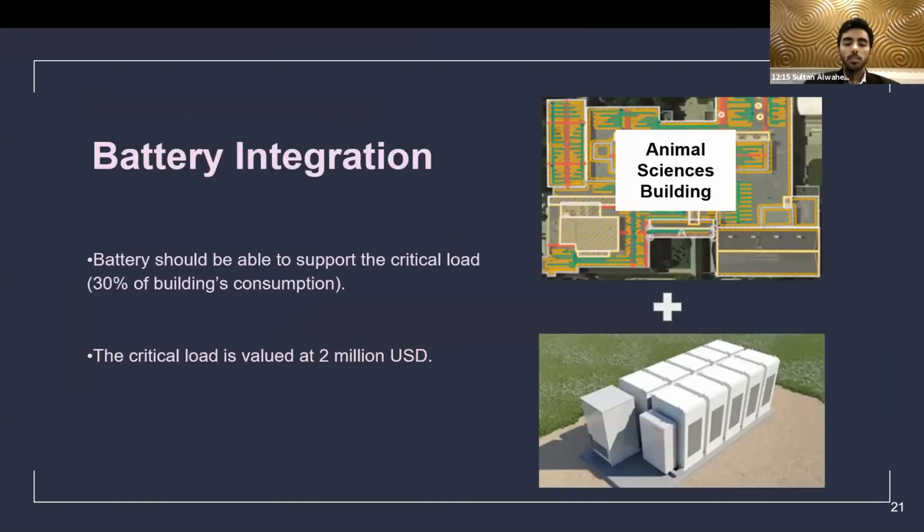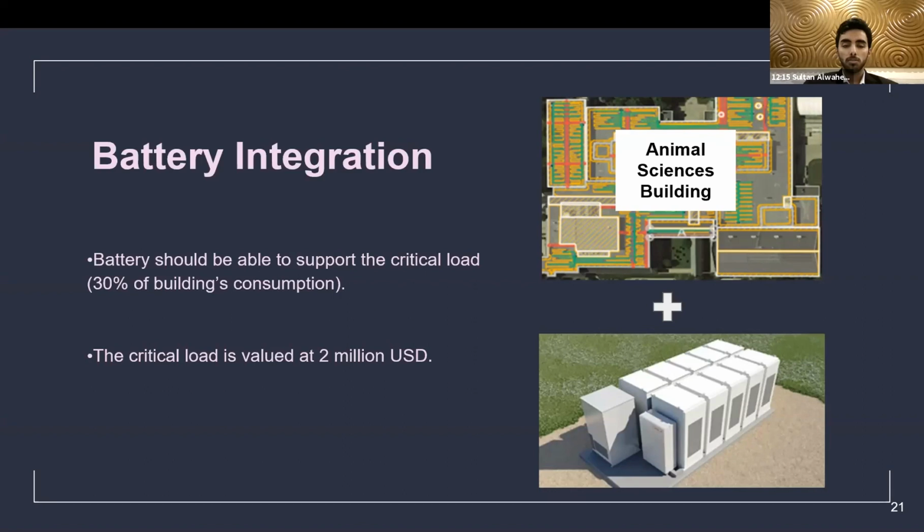Moving on, the Animal Sciences building had an extra challenge where we were told to assume that the building houses electricity-dependent equipment valued at $2 million that makes up 30% of the consumption at any point in time. And so we tried to integrate a battery that could successfully support the critical loads in the building in case there was an electricity outage of 3 hours.